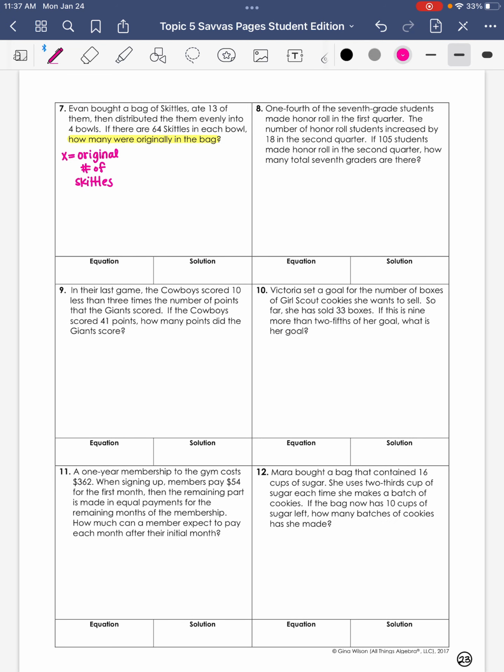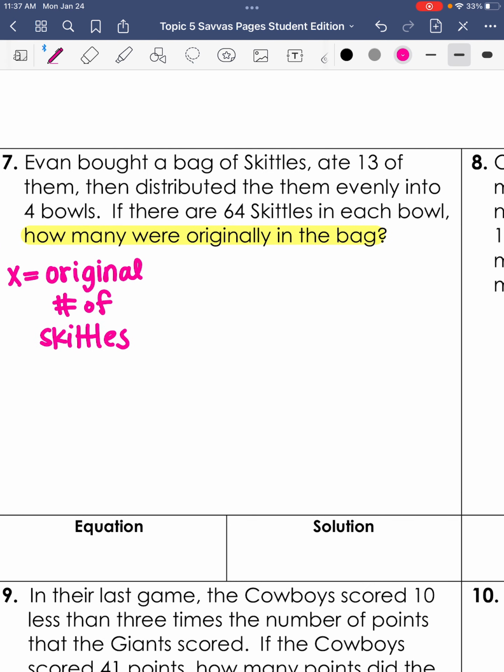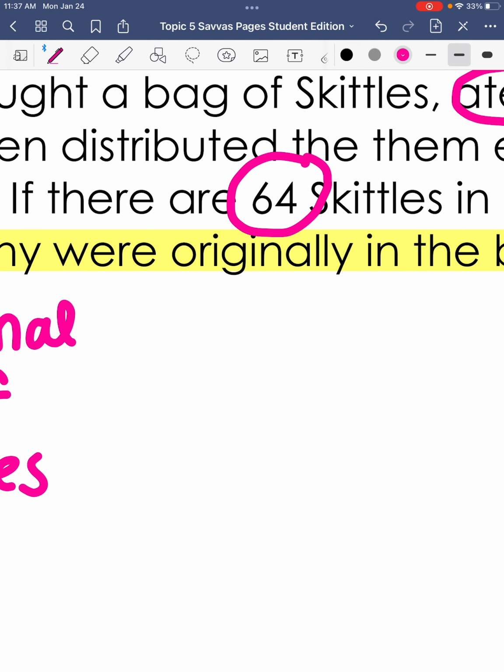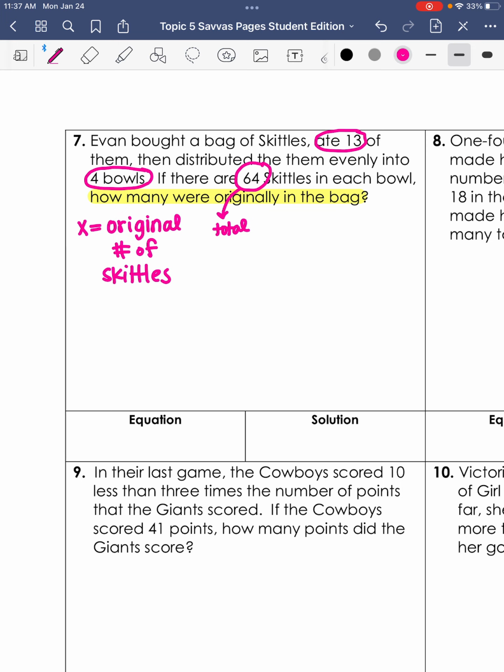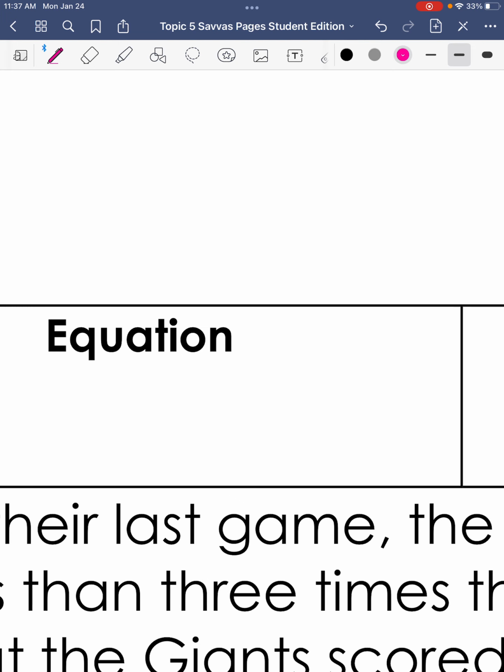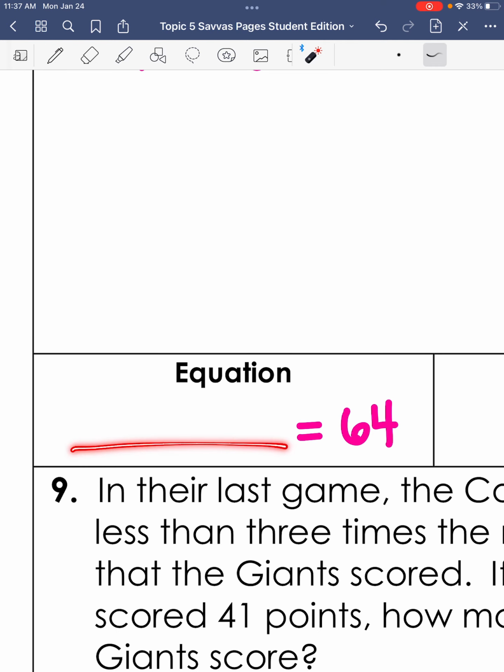Okay, some important information here. He ate 13 of them, and then he distributed them evenly into 4 bowls. There are 64 Skittles in each bowl. Okay, so that's all of our important information. Is one of those numbers a total? Well, hopefully you were able to identify that 64 is the total. That's the total amount in each bowl. So I know where that goes in my equation. It goes after my equal sign. So equals 64.